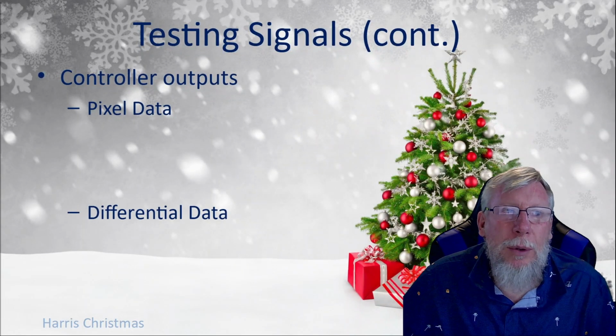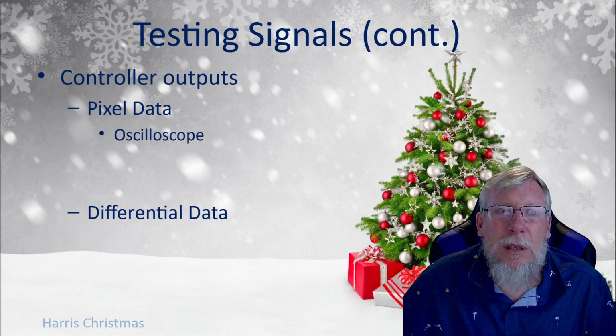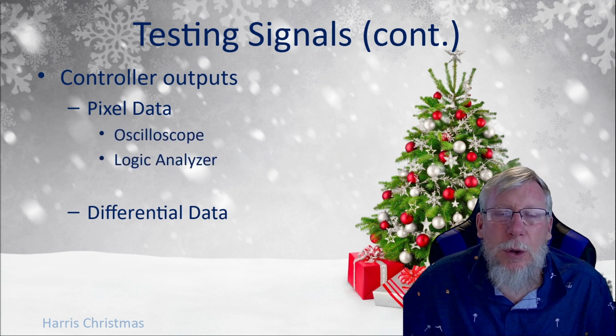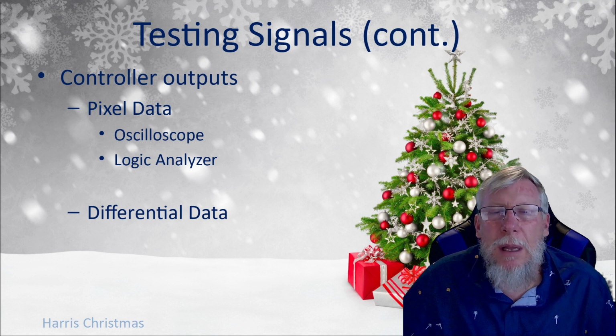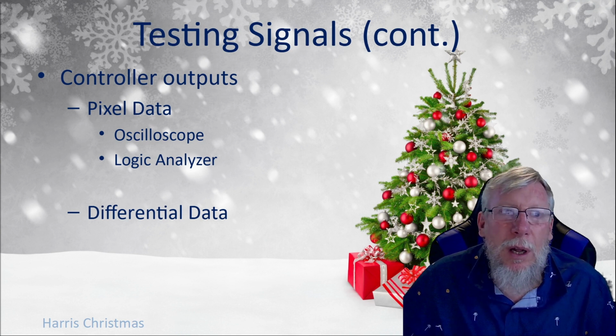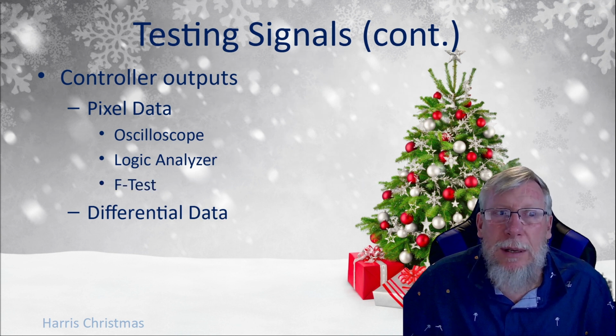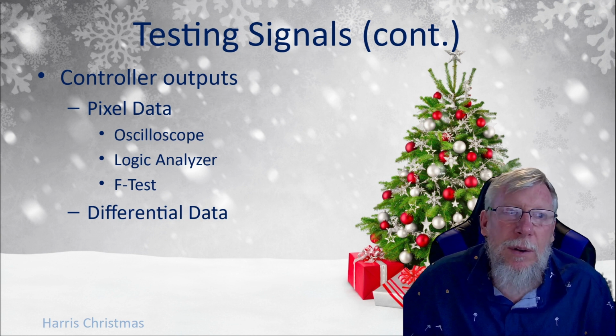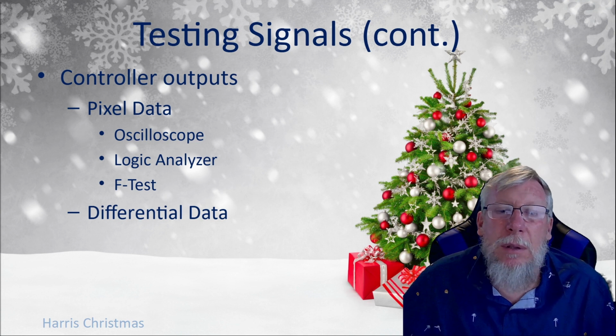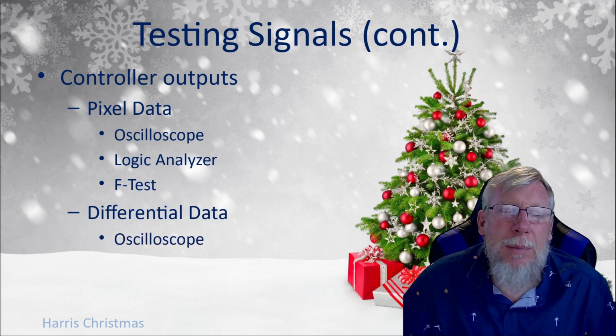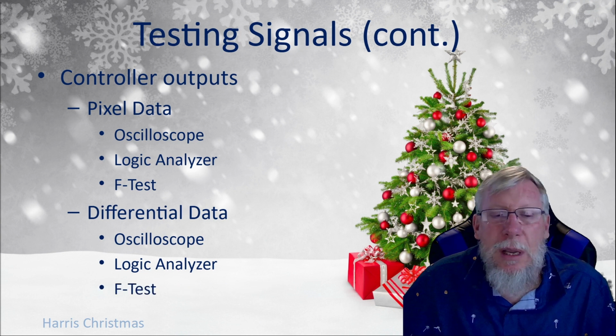Okay, so the controller outputs. So the pixel data. How do you test the pixel data? Well, you can use an oscilloscope or a logic analyzer. Most people don't have those, and even if you do have them, it's pretty technical to understand the protocol to know how it works. So we're not going to use that. But you can use an F-test. An F-test, like I said, has a lot of functionality. It'll actually show you what data is coming out, so you can see if it's sending out the right data. Differential data, same thing, oscilloscope, logic analyzer, but you're not going to do that anyway. You can use the F-test.